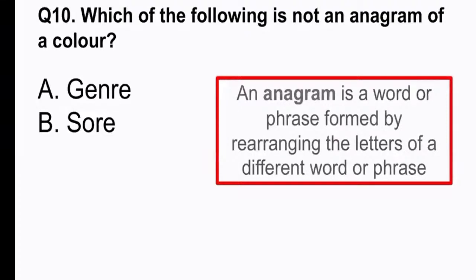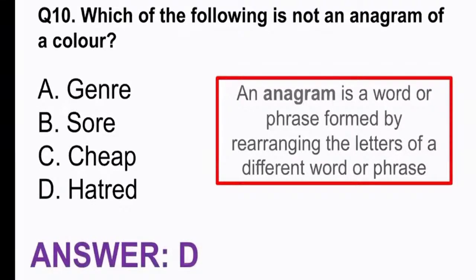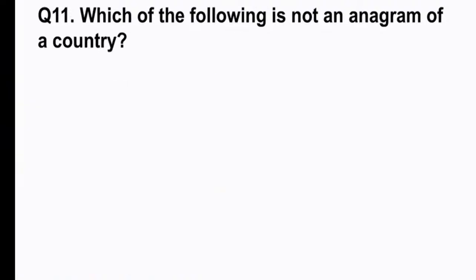I think for A, we can form the word green. B, for saw, we can form the word rose. C, we can form the word peach. But D, I think that's an anagram of thread. So the answer is D, because it says which of the following is not an anagram of a colour.